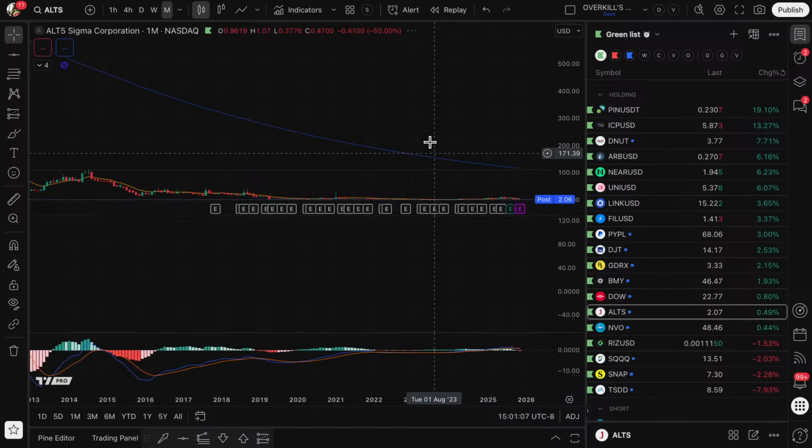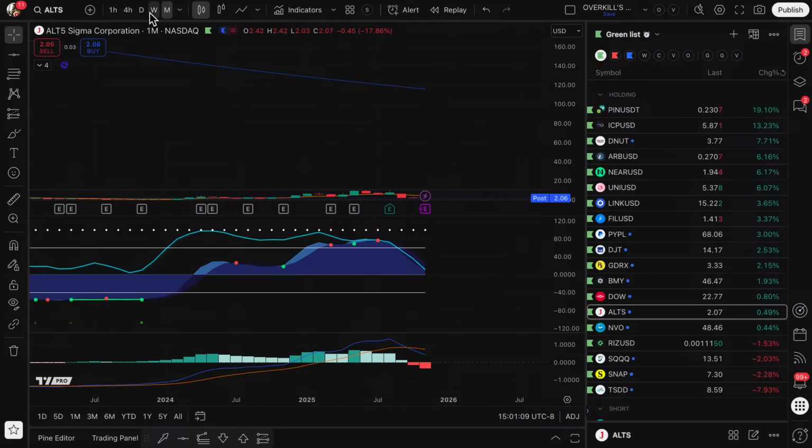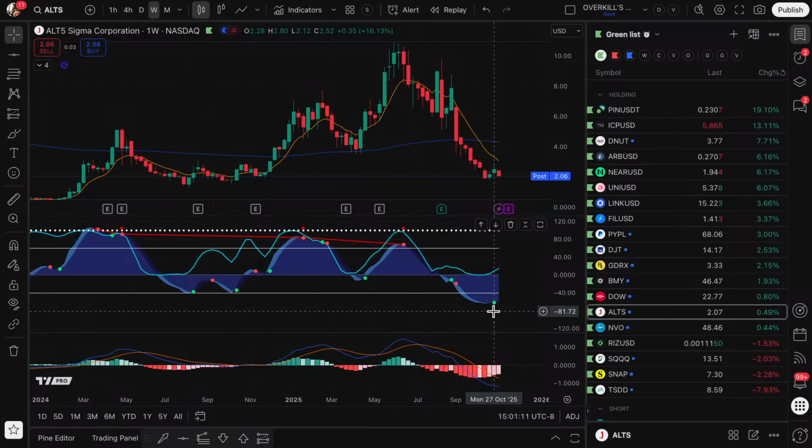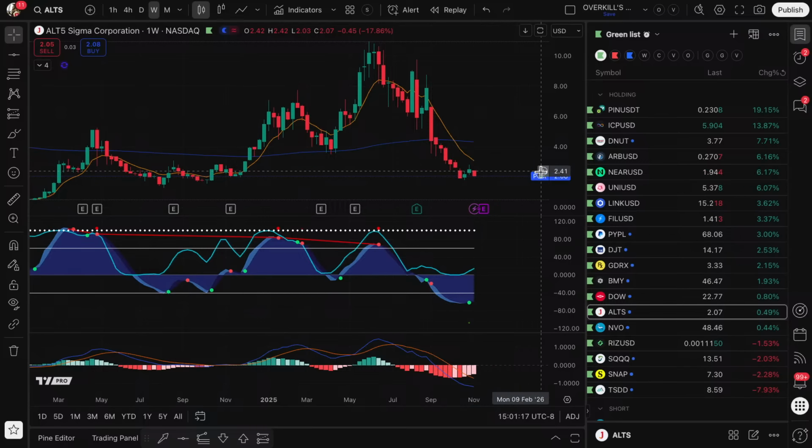ALTS is a stock. A lot of people got confused on that, but it is a stock. So this one gave the green dot here on the weekly. I played that green weekly dot last week. I think my entry's like 212, so I'm down like a hair. But I like the chart.